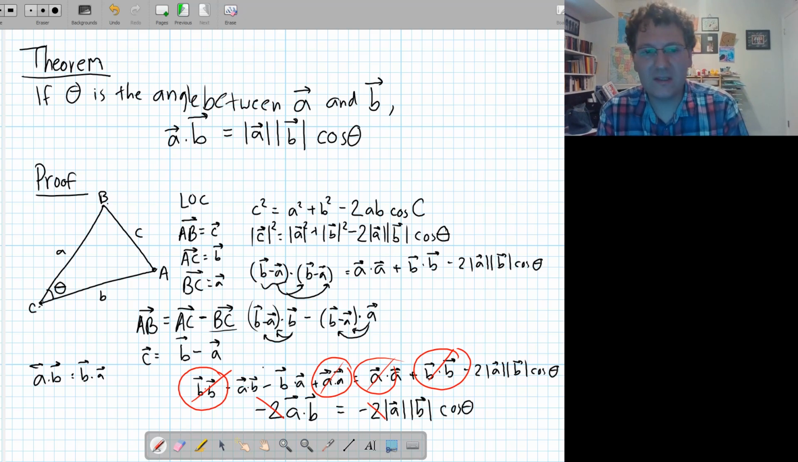So what is this saying? The dot product of vector A and vector B is going to be the product of the two magnitudes times the cosine of the angle between them. And the angle between them could be anywhere from 0 degrees to 180 degrees, not inclusive, right?